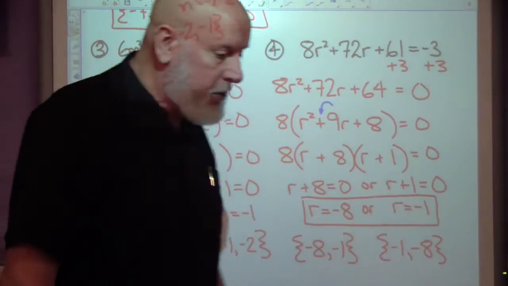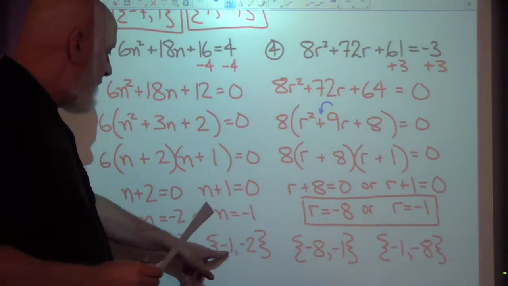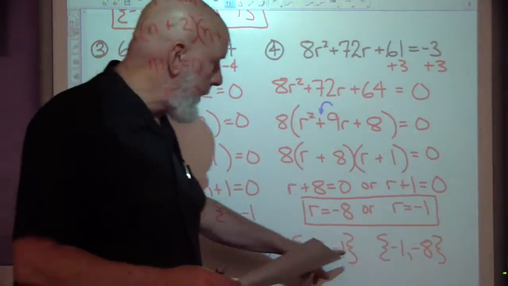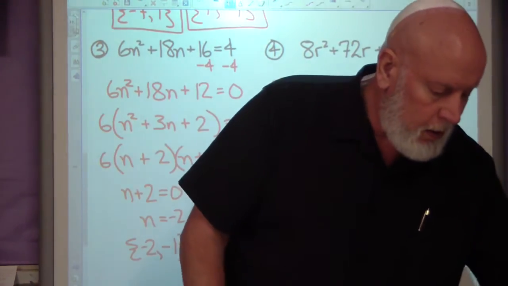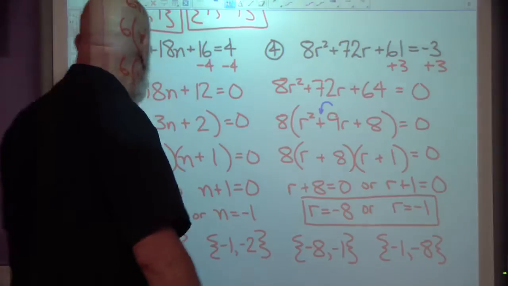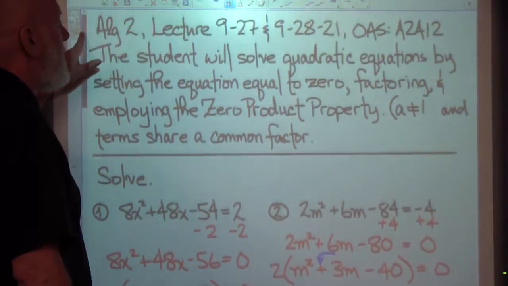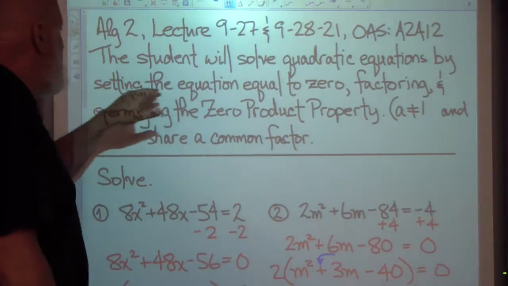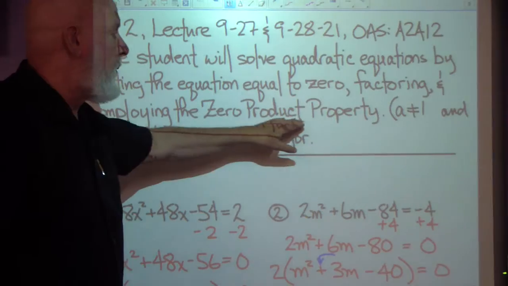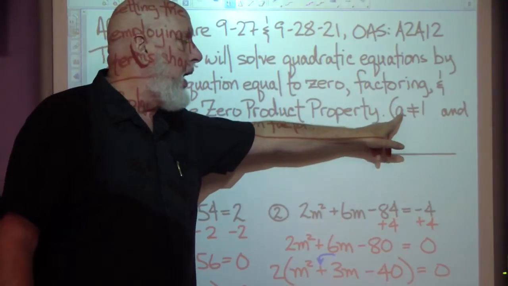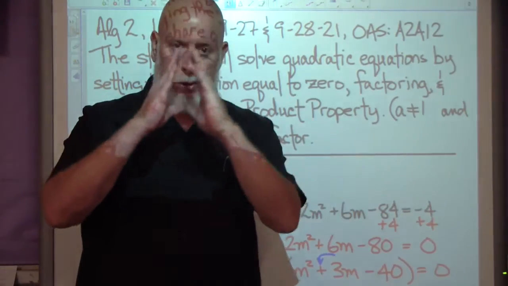And I'll check and see if I got those right. Negative 1, negative 2. And negative 1, negative 8. All right. So there we go. We just solved quadratic equations by setting the equation equal to 0, factoring and employing the zero product property. A was not 1, so we had to factor out a common factor first. You can do this.